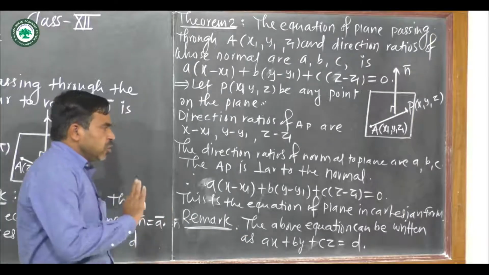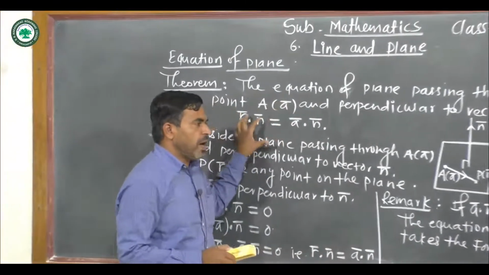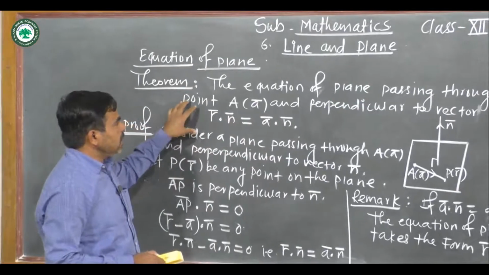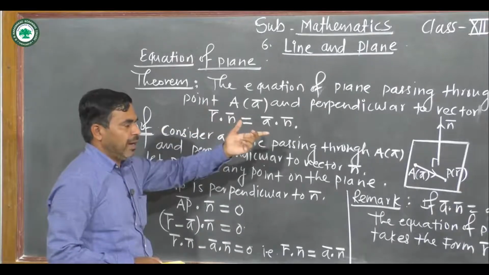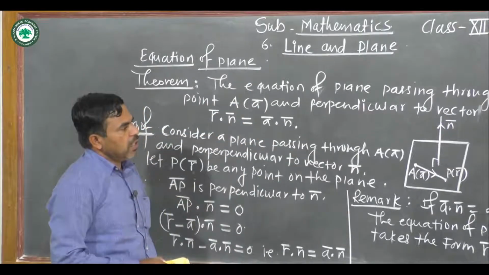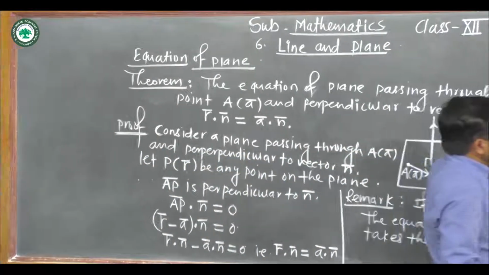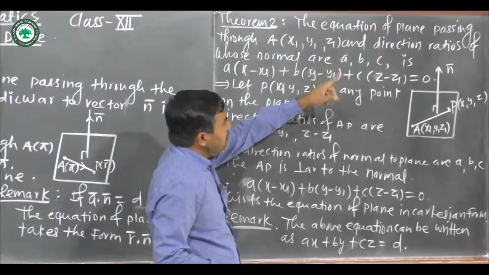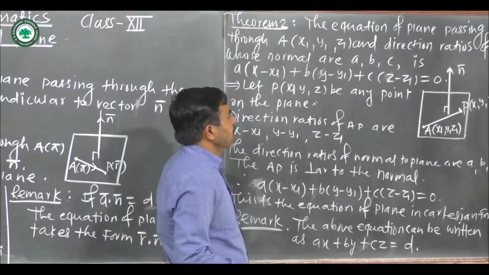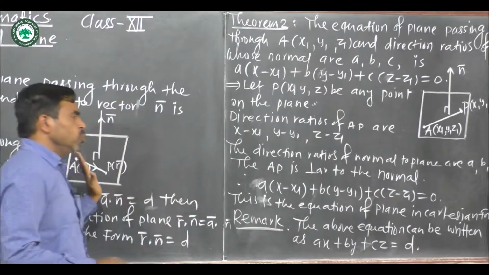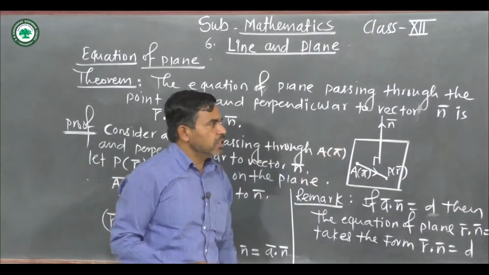Okay, we have seen two theorems. In the first, the equation of plane in vector form, the equation of plane passing through the given point and perpendicular to the given vector, and in the Cartesian form we have seen the equation of plane passing through the given point A(x1, y1, z1), and direction ratios of whose normal to the plane are A, B, C. So we have seen two forms, vector form as well as Cartesian form. Now let's see the examples on these two forms.